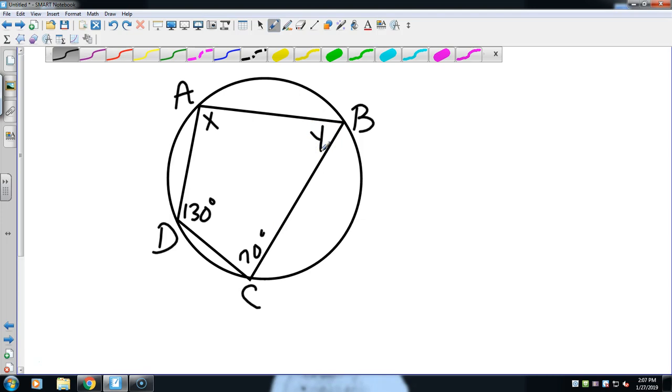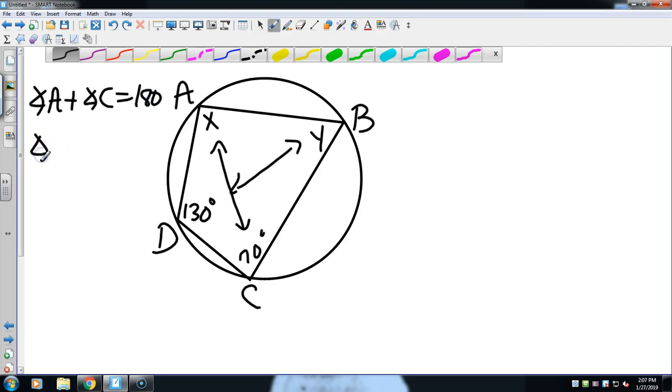Okay, so if we have a quadrilateral inscribed inside of a circle, its opposite angles are supplementary. So angle A plus angle C is equal to 180 degrees, which means angle B plus angle D equals 180 degrees, because all of the angles in a quadrilateral would have to add up to equal 360 degrees. I'm stumbling on words, sorry.